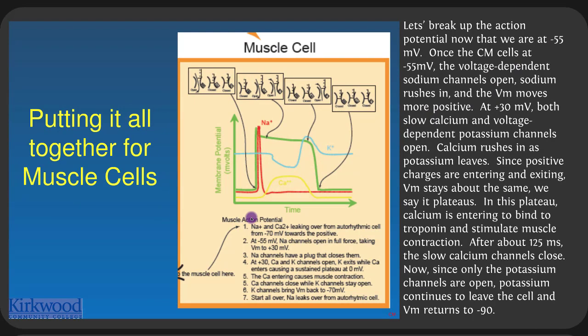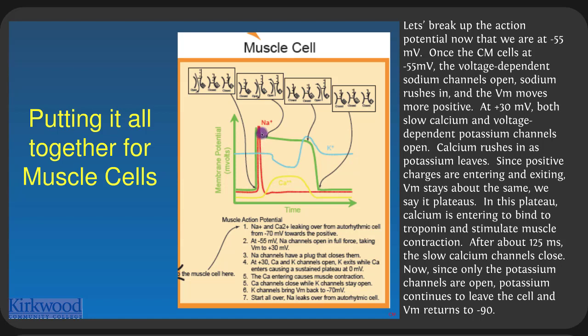So let's break up the action potential now that we're at negative 55 millivolts. Once the CM cell is at negative 55 millivolts, the voltage-dependent sodium channel is open. Same structure here where there's 3 main channels, and we're going to pay attention to 4 different locations: rest, at the beginning of the plateau, at the end of the plateau, and as we're repolarizing. Sodium rushes into the cell and makes the cell more positive. So that causes this rather large depolarization.